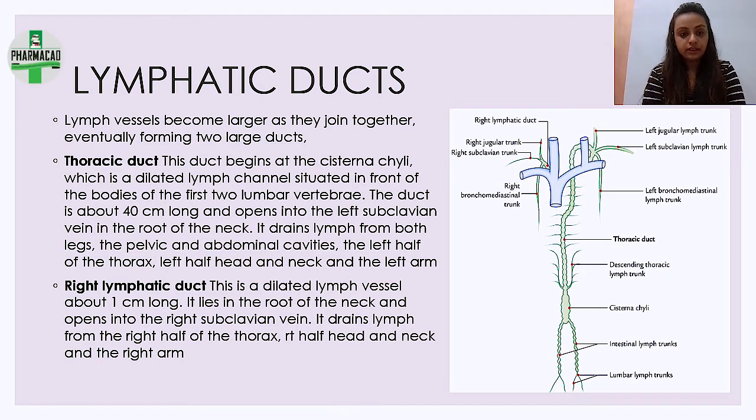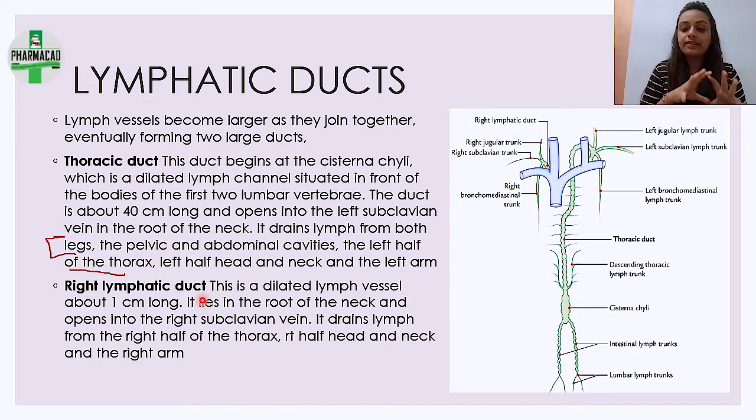Okay, let's read it again. It brings from legs, the pelvis, abdominal cavities, left half of thorax, head, neck and left arm. Now we come to the right lymphatic duct. The remaining area that is left, the right half of the thorax, right arm, everything, the lymph from there will be brought by the right lymphatic duct.